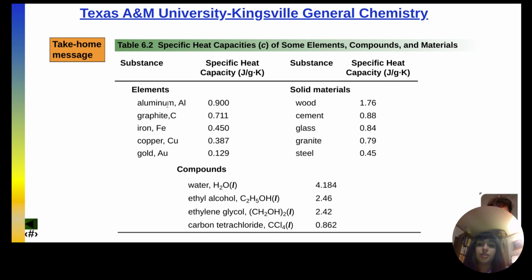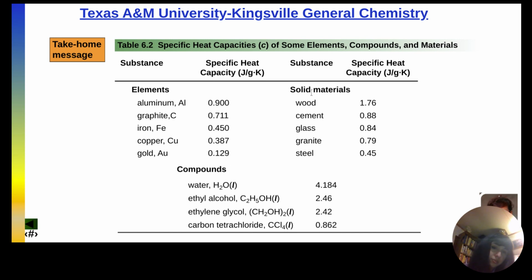For our elements, for aluminum, Al, our specific heat capacity is 0.900. For graphite, it is 0.711, iron 0.450, copper 0.387, and gold 0.129.